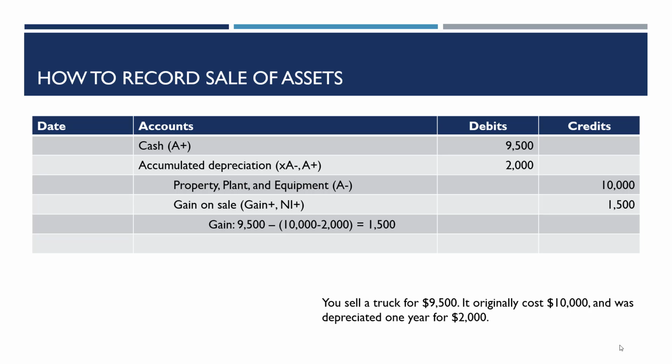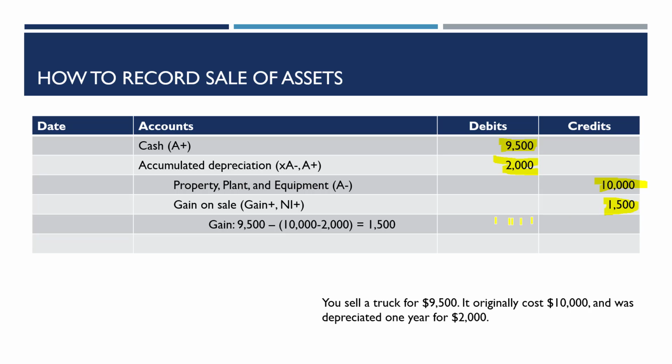The journal entry would be to credit property, plant, and equipment, shown here, for $10,000. And debit the amount of accumulated depreciation that you've recorded for that equipment. In this case, it would be $2,000. Then you're going to debit cash for the amount of money that you received, $9,500. And the difference between these is going to be the gain on sale, in this case, $1,500.